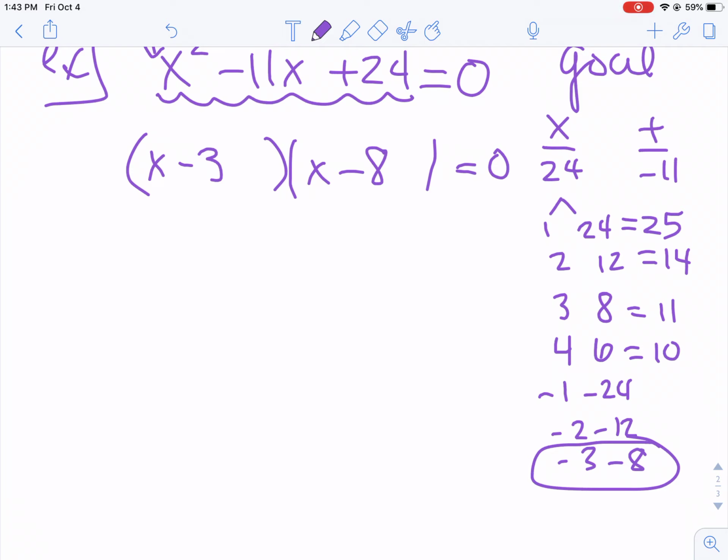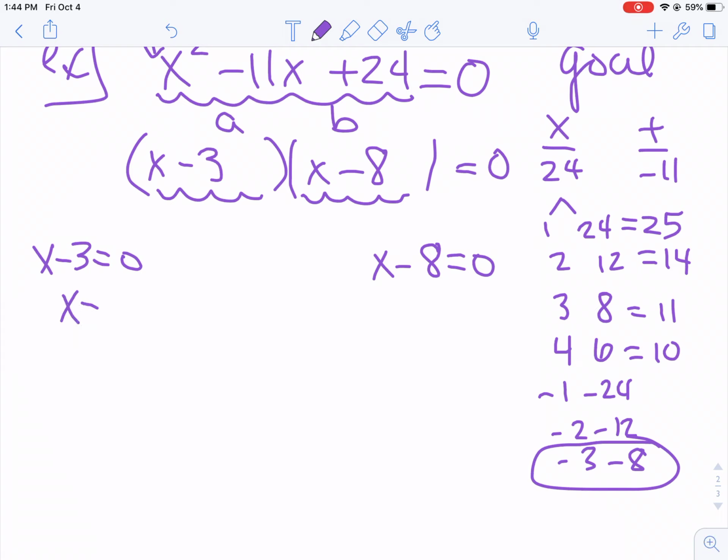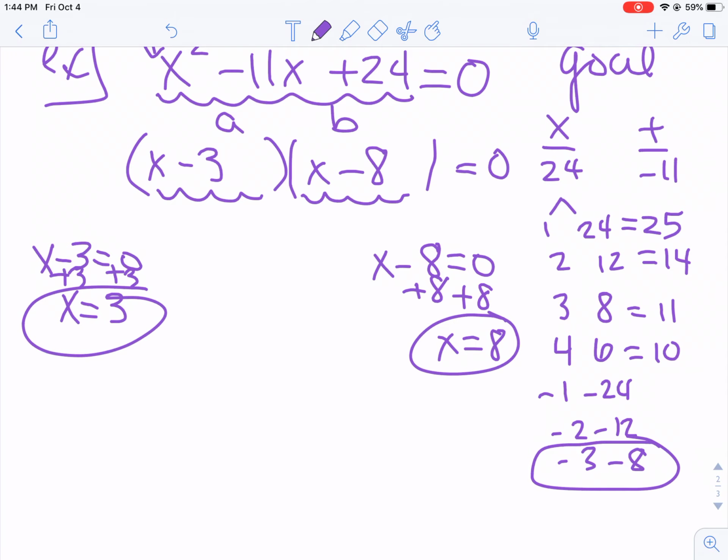So now we have one thing multiplied by one thing. So this is like our a times b. Well, if the answer is 0, then either a has to be 0 or b has to be 0. So if a is 0, then that means x has to be 3, right? Because I add 3 to both sides. And if b is 0, then I add 8 to both sides, and x has to be 8. So your answers are 3 and 8.